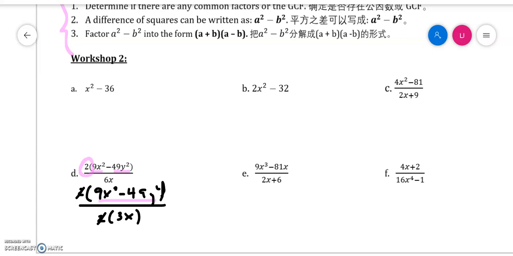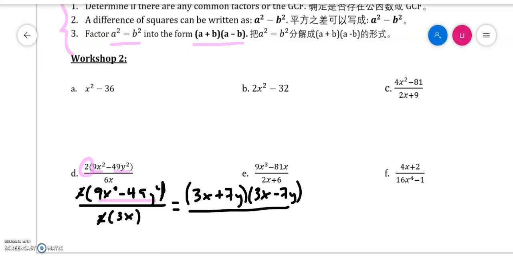And if you notice you have a difference of squares, what you can do is create this form. So you had a squared minus b squared, and you turn it into a plus b and a minus b. So again, this is all review. Hopefully you still remember this, but we need to basically square root each term. So we'll get (3x plus 7y)(3x minus 7y) all over 3x.